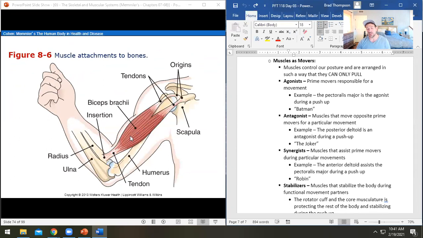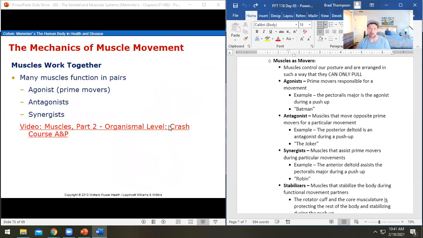Now, on the opposite side of this bicep, if you were to flip to the other side, and they're not drawing it here, you would also have your triceps, okay? And here's one thing that you guys need to remember about muscles: muscles control your posture, but they are arranged in such a way that muscles can only pull. That's the only thing muscles can do. They can pull and then they can relax back to their original length. Muscles cannot push in the opposite direction.